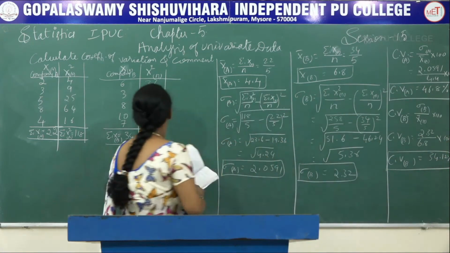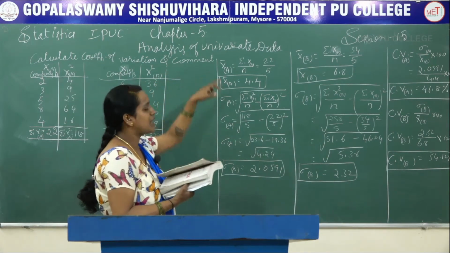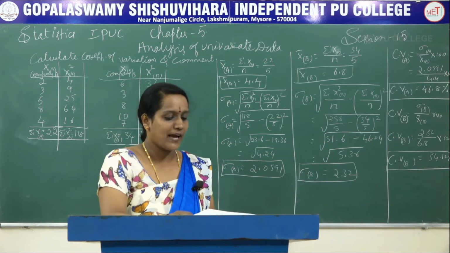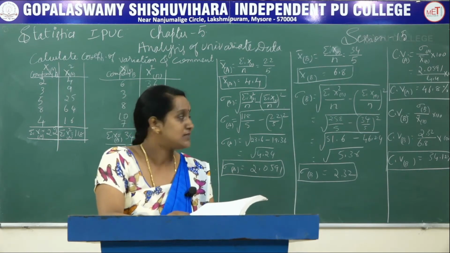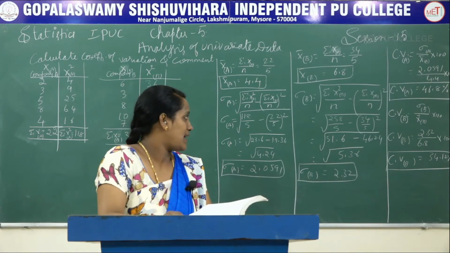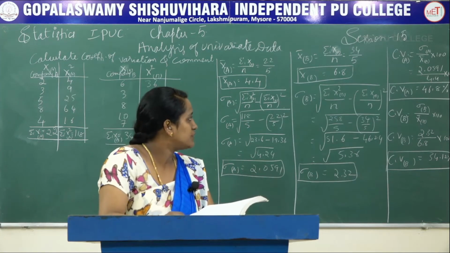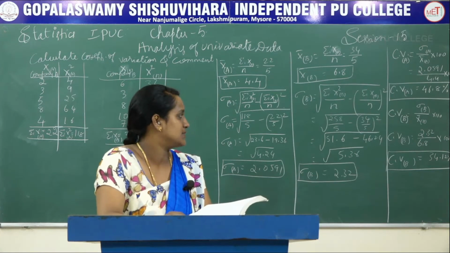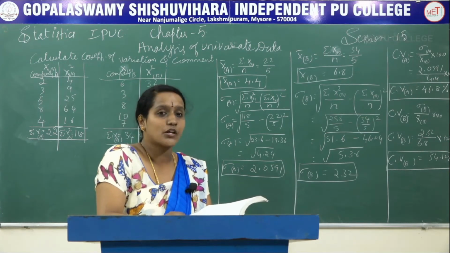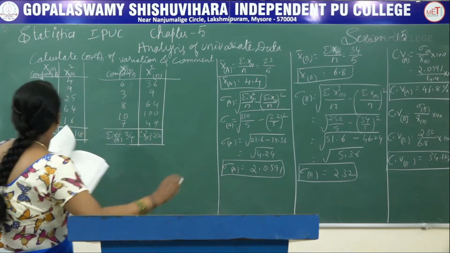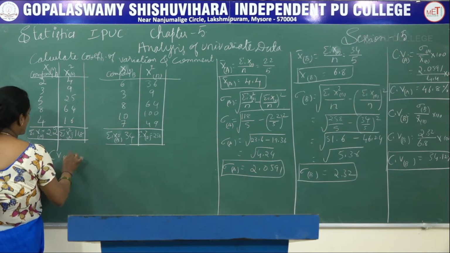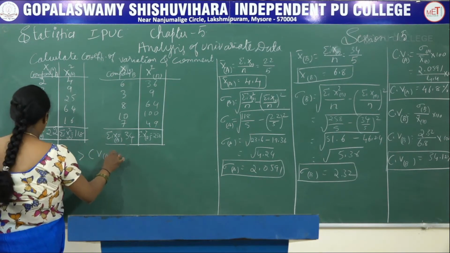After finding the coefficient of variation, the last step is we have to write the comment. While writing the comment, we have to compare the two CV values. CV for company A is 46.8%, and for B it is 34.12%. So for company A, I'll write the comment here as CV of A is greater than CV of B.